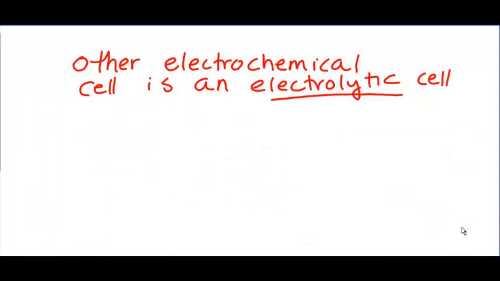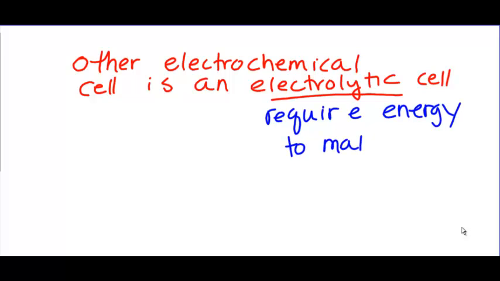Okay, I'm back. The other type of electrochemical cell is known as an electrolytic cell. The one that I just diagrammed was called voltaic or galvanic. The other type is electrolytic, and electrolytic cells require energy. They require energy to make a chemical reaction happen. So like recharging your batteries, right? That's an example of an electrolytic cell.